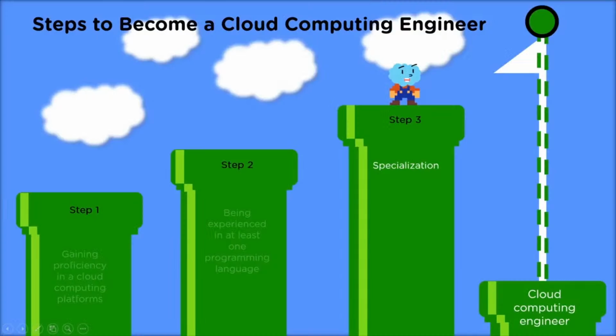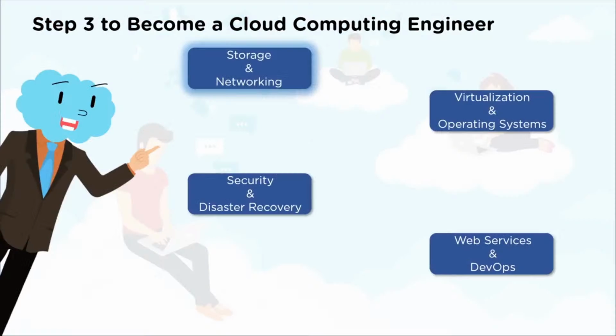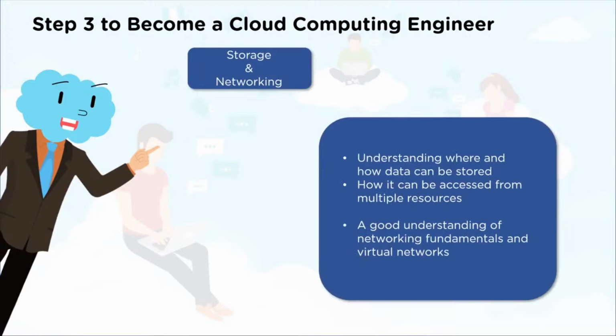Now we're at step 3, specialization. You'll also need to be well versed with a number of key concepts. These are storage and networking. With storage, you need to know how data can be stored and where it can be accessed from. You need to know how it can be accessed from multiple different resources. You'll also need to have some experience with the services provided by Azure and AWS, like Amazon S3 in AWS and the appropriately named Azure Storage from Microsoft Azure. With networking, you need to have a strong understanding of the networking fundamentals as well as virtual networks.